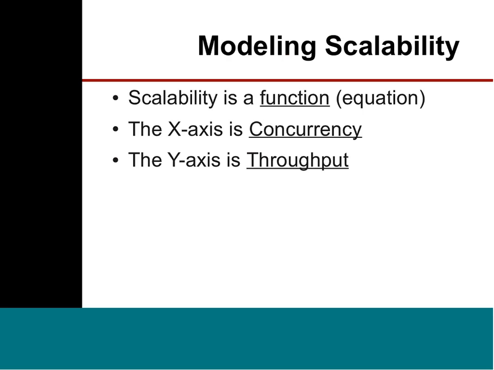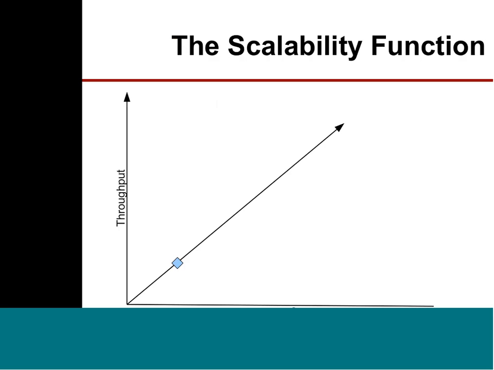Dr. Gunther wrote and said many times, scalability is a function, but I didn't really appreciate it until I understood that he meant it's an equation. And in fact, it's a mathematical equation. It's not a terribly complicated one, or at least the model that I'm going to use that he developed is not terribly complicated. The x-axis is the concurrency and the y-axis is throughput. So let me show you what I mean there.